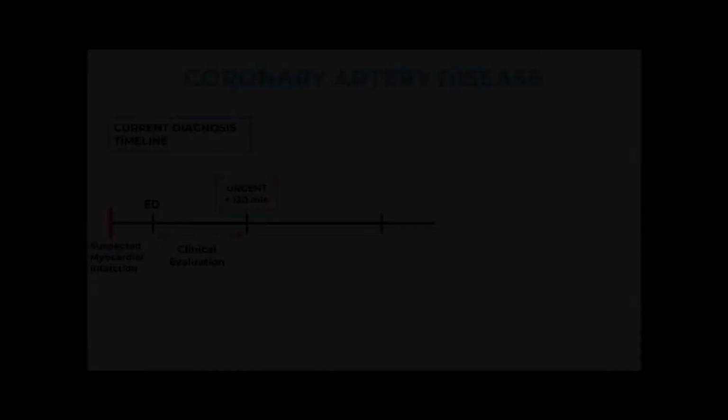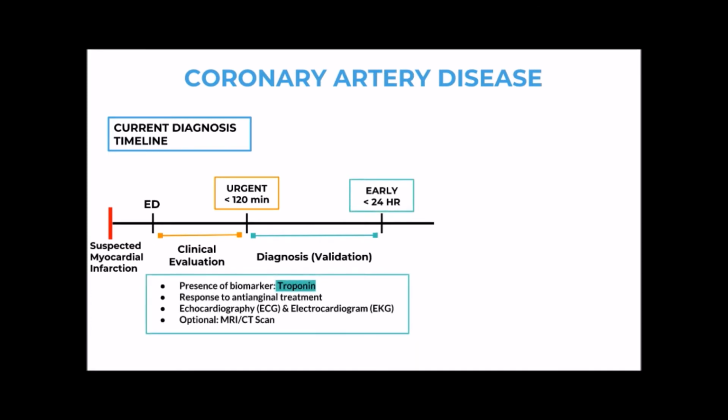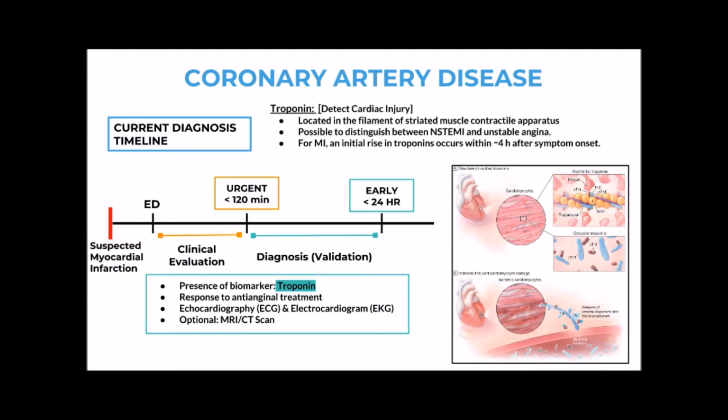Within 24 hours, patients with NSTEMI will go through a diagnosis, which includes checking of the biomarker troponin. The troponin complex, which comprises troponin T, C, and I, is located in the thin filament of the striated muscle contractile apparatus. In the case of cardiomyocyte injury, cardiac troponins are released into the bloodstream. For myocardial infarction, an initial rise in the troponin occurs within 4 hours after symptom onset.